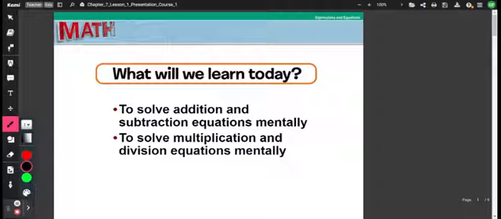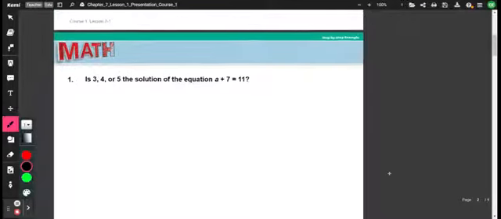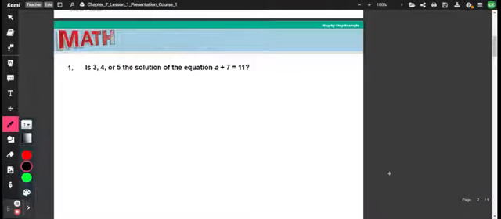So today we're going to be learning how to solve addition and subtraction equations mentally and solve multiplication and division equations mentally. The first example, which is on page 514, is: is 3, 4, or 5 the solution of the equation a plus 7 equals 11?